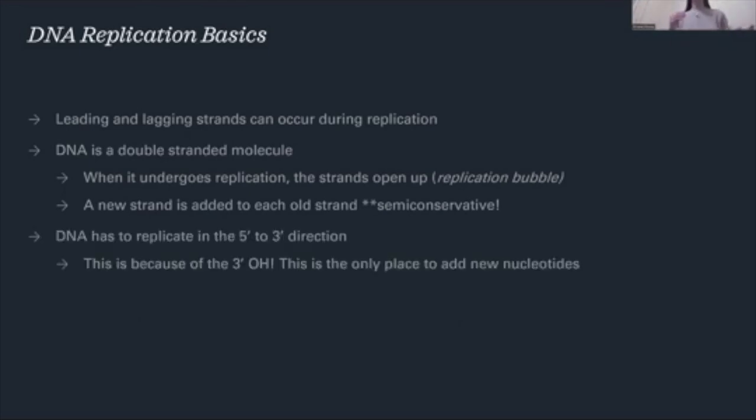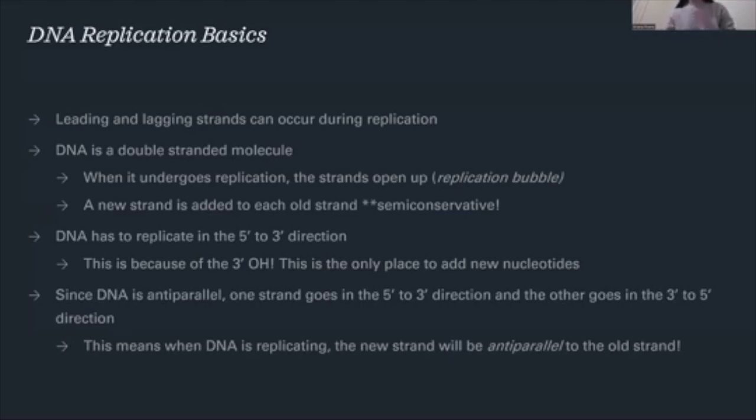So the other thing that you really need to know for this is that DNA always replicates in the 5' to 3' direction. And this means that new nucleotides are always going to be added to the 3' end. And this is because of a very important functional group there, the 3' OH. This is the only place that you can add on new nucleotides. So we always have to go from the 5' to the 3' direction whenever we're replicating DNA.